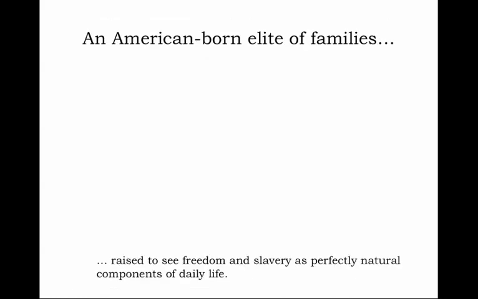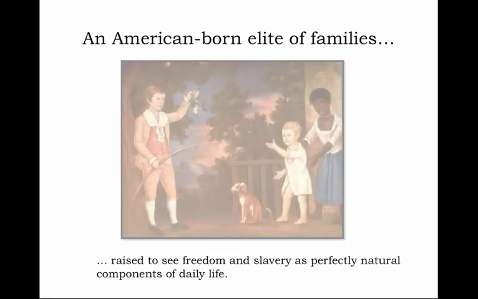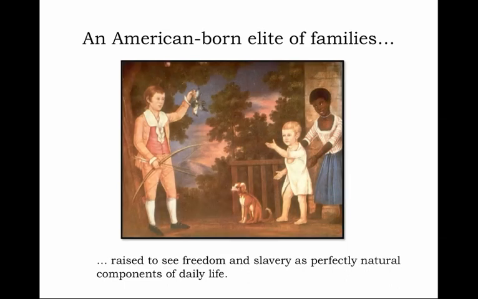An American-born elite of families, white, plantation-owning, slave-owning families, raised to see freedom and slavery as perfectly natural components of daily life. Here's a portrait of a colonial Virginia family showing the elder son with bow and arrow, having learned to hunt, bringing home a prized bird as his dog sits by, his bird dog who hunts with him. This was part and parcel of growing up a young man in the slave-owning South, to exhibit these martial qualities, these abilities, these skills as manor lords.